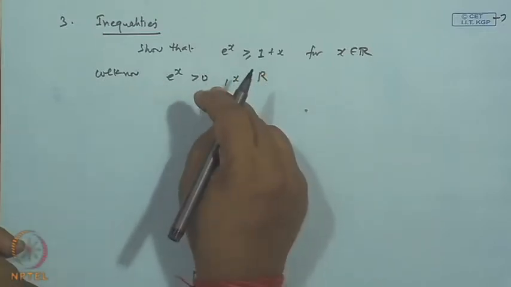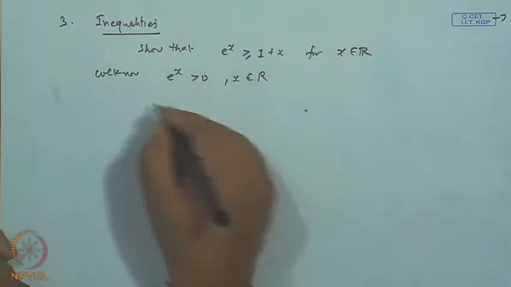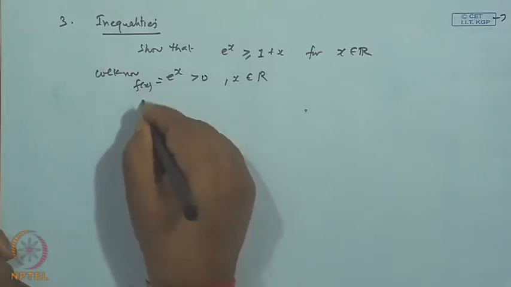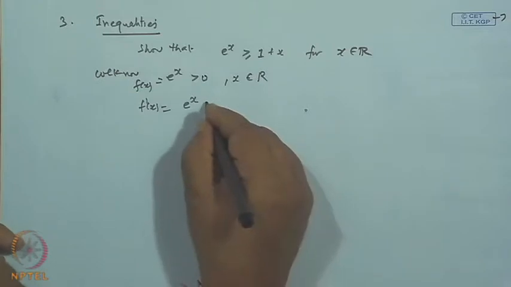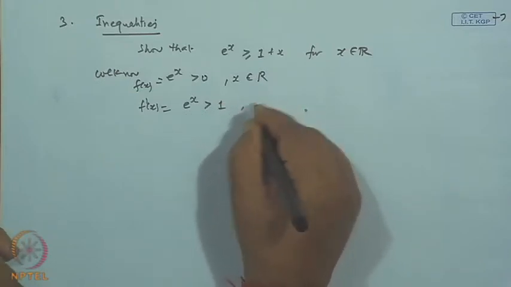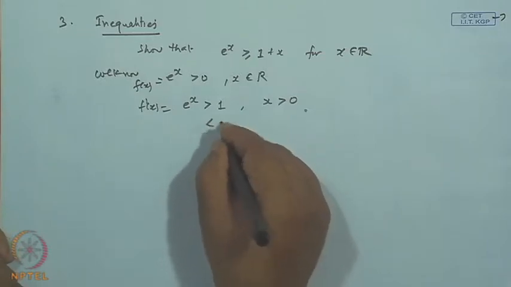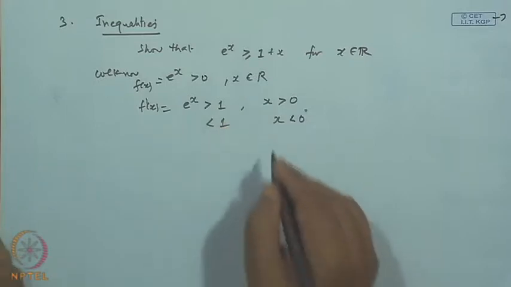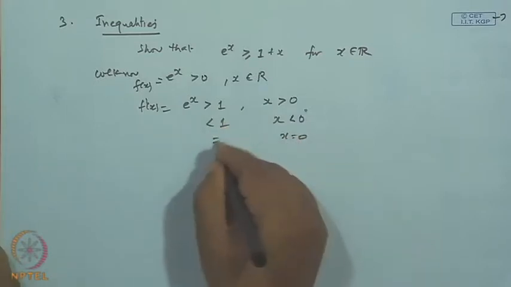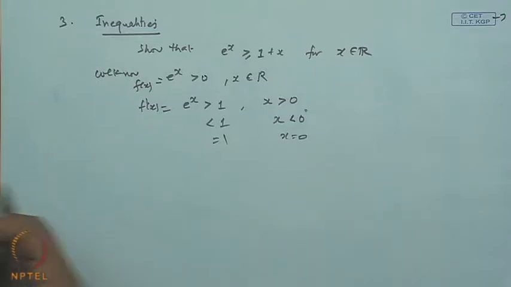Is it not? Take f(x) = e to the power x, and its derivative f prime x is e to the power x itself. So, f prime x will always be greater than 1 when x is greater than 0 and is less than 1 if x is less than 0, because it is 1 upon e to the power x, and for x equal to 0 it is 1. Okay, clear. So, this will be the solution.